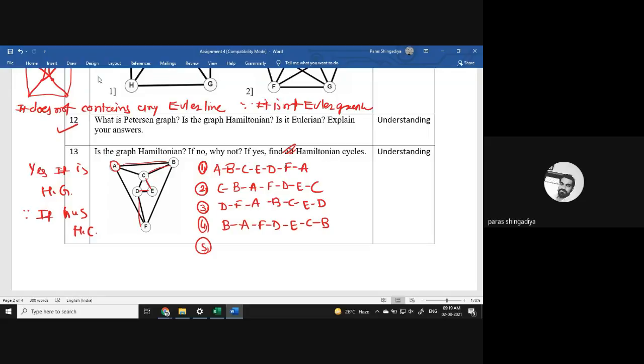Okay. A to F. Then after D, E, C, B, and A. Clear? And you will also get some more answers. In such a case, you have to verify that it should be a circuit. And in such a circuit, every vertex should be covered. Then it is known as a Hamiltonian cycle. Okay. Is there any query?